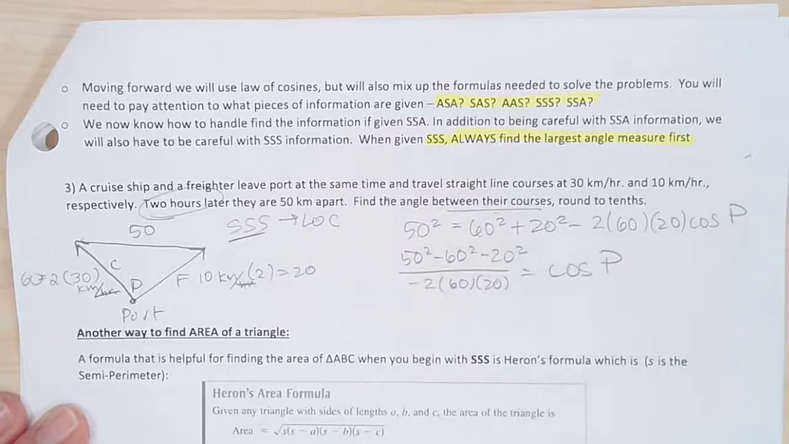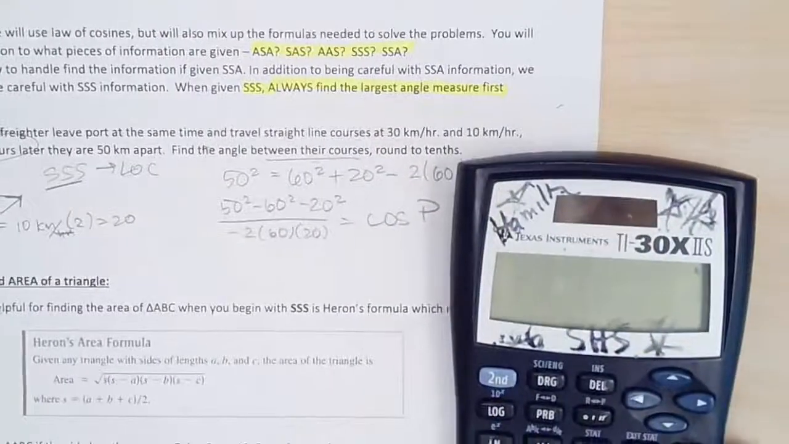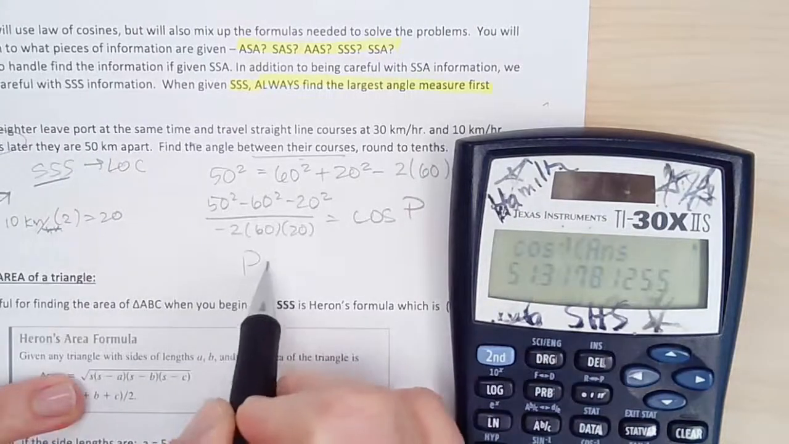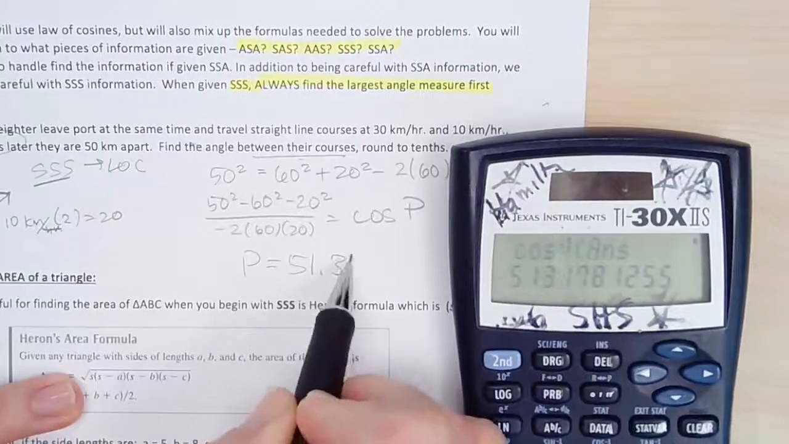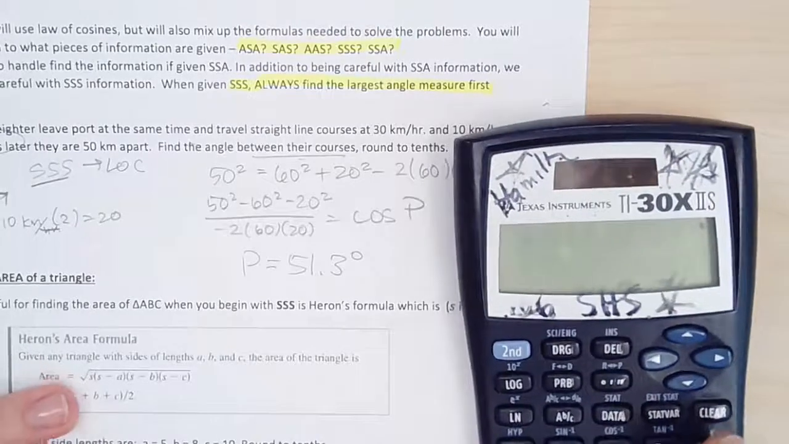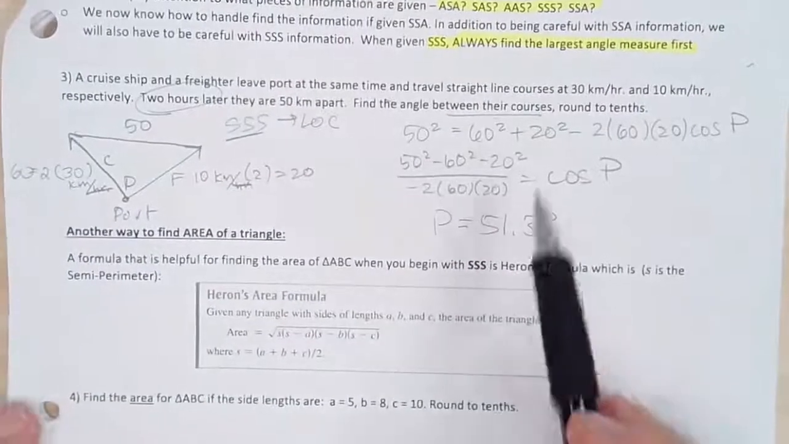So on the calculator, 50 squared minus 60 squared minus 20 squared, divided now by negative 2 times 60 times 20, in parentheses. Then take the inverse cosine of the answer, which is 50.332. And that is the angle between their courses. Basically between where they're going. All right, so that was our problem.